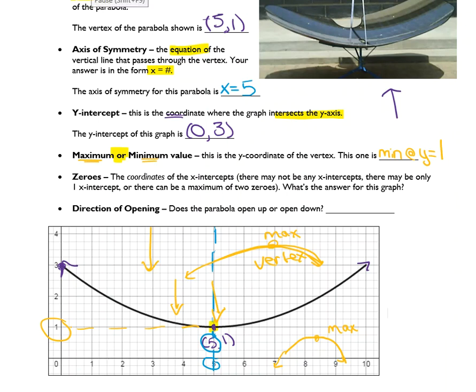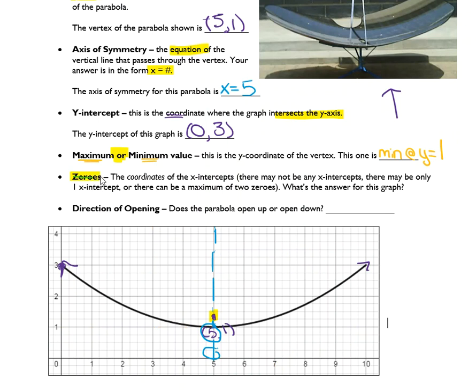Let me erase some of these markings here. The next feature we want to talk about are the zeros. Whoops, I need a highlighter there. Zeros, and that's the same thing as the x-intercepts. The coordinates of the x-intercepts, now there may not be any. There may be only one, or there can be 2 zeros or x-intercepts. For this graph here, it's never going to cross the x-axis, never. Remember, I put arrows in, but it doesn't actually have arrows. Let me erase those arrows.